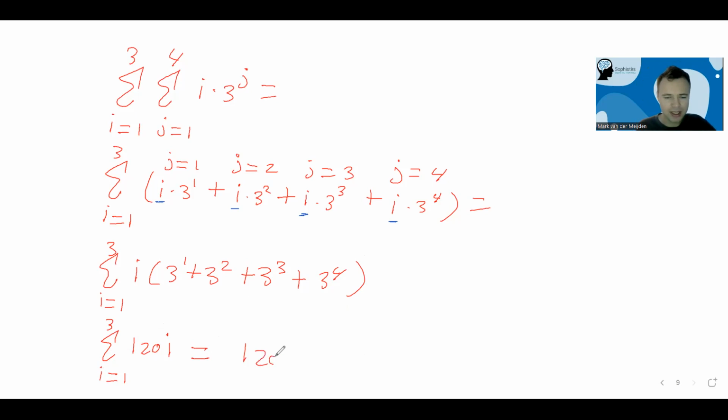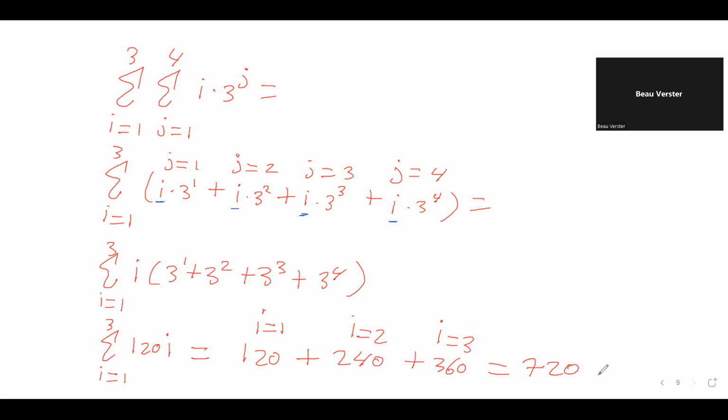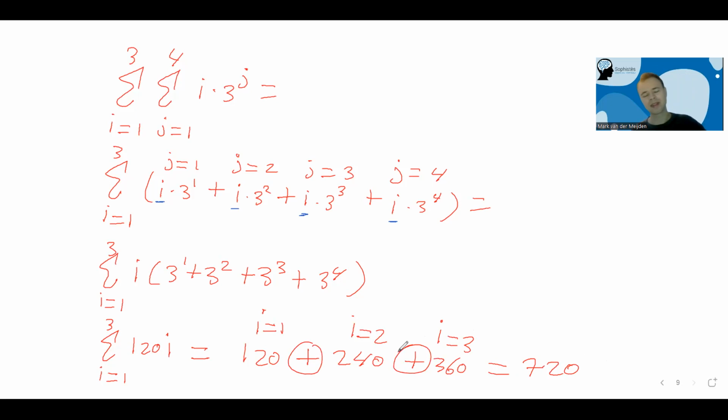This is just 120 if i is 1, plus 240 if i is 2, and then 360 if i is 3. And if we add this together, what do we get? 720. Very good. Okay. And notice that the last summation was a summation, and therefore we have pluses here.